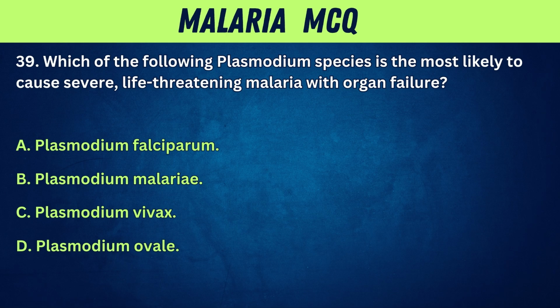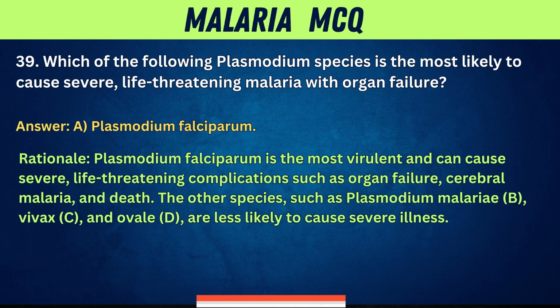39. Which of the following Plasmodium species is the most likely to cause severe, life-threatening malaria with organ failure? A. Plasmodium falciparum. B. Plasmodium malariae. C. Plasmodium vivax. D. Plasmodium ovale. Answer: A. Plasmodium falciparum. Rationale: Plasmodium falciparum is the most virulent and can cause severe, life-threatening complications such as organ failure, cerebral malaria, and death. The other species, such as Plasmodium malariae (B), vivax (C), and ovale (D), are less likely to cause severe illness.